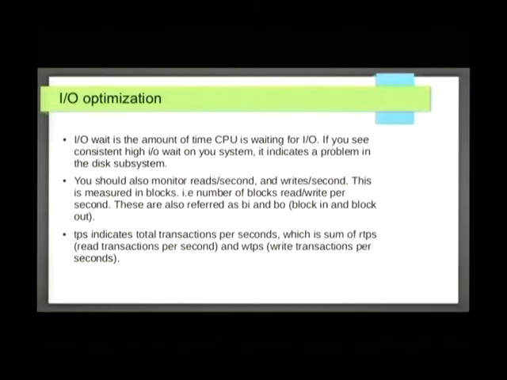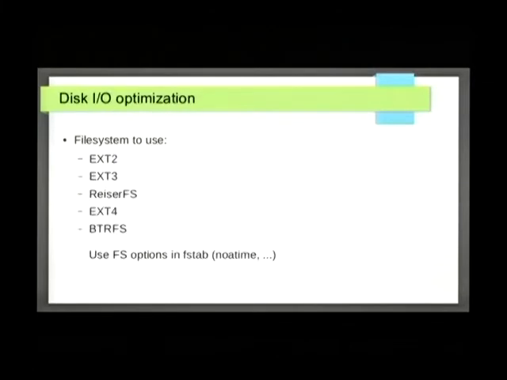I/O optimization. I/O wait is the amount of time the CPU is waiting for I/O. If you see consistent high I/O wait on your system, it indicates a problem in the disk subsystem. You should also monitor reads per second and writes per second. This is measured in blocks. Number of blocks read and written per second. They are also referred to as bi and bo, block in and block out. TPS indicates total transactions per second, which is the sum of read transactions per second and write transactions per second.